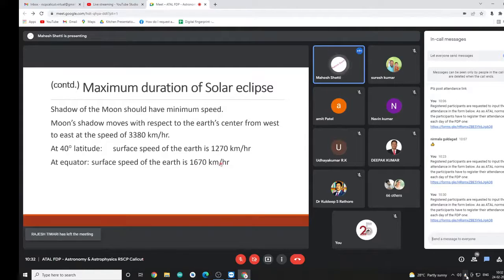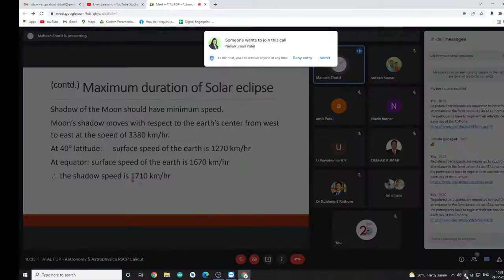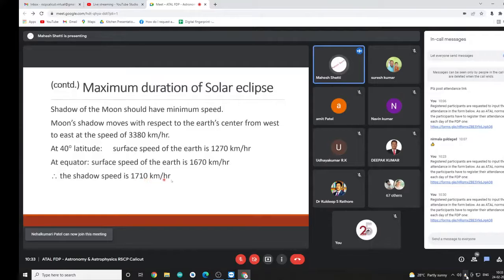If you go to 60 degree latitude, it will be moving half of this. Okay, half of this particular rate. But we are interested in the difference between the shadow speed and the speed of the Earth's surface. So the shadow speed with respect to Earth's surface is 1710 km per hour, and that will tell us how long the eclipse will last.